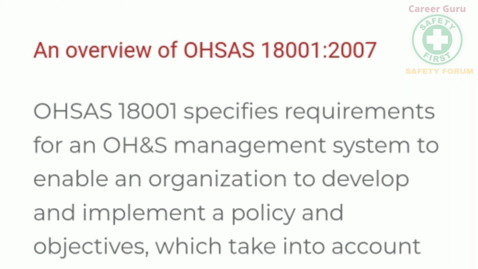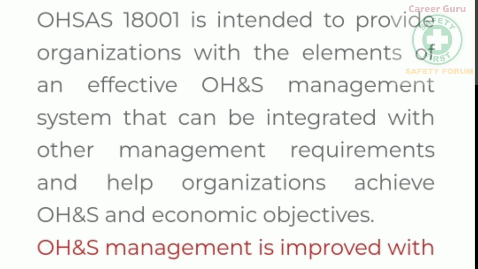OHSAS 18001 specifies requirements for an OH&S management system to enable an organization to develop and implement a policy and objectives which take into account legal requirements and information about OH&S risks. Now, OHSAS 18001 is intended to provide organizations with the elements of an effective OH&S management system that can be integrated with other management requirements and help organizations achieve OH&S and economic objectives.